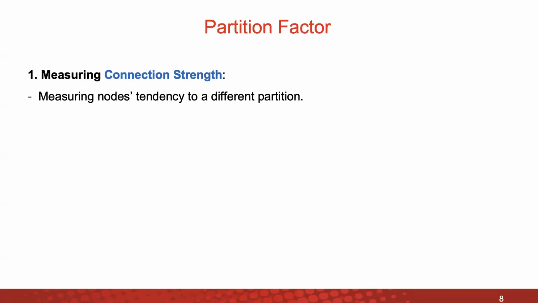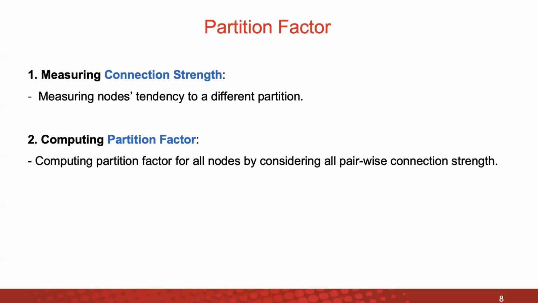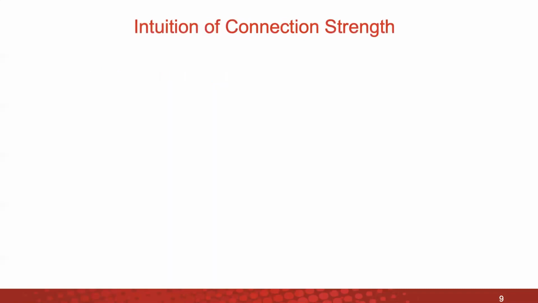We introduce a concept called connection strength, which measures how easily the inaccurate weight estimation of edges incident to a specific node will change the placement of this node from the current partition to a different partition. Based on this concept, we compute the partition factor of each node by considering all pairwise connection strengths between the partition containing this node and a different partition.